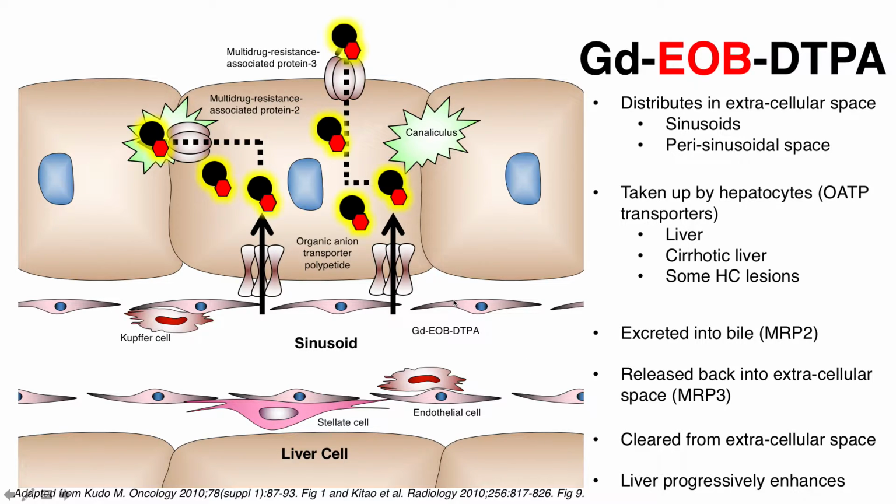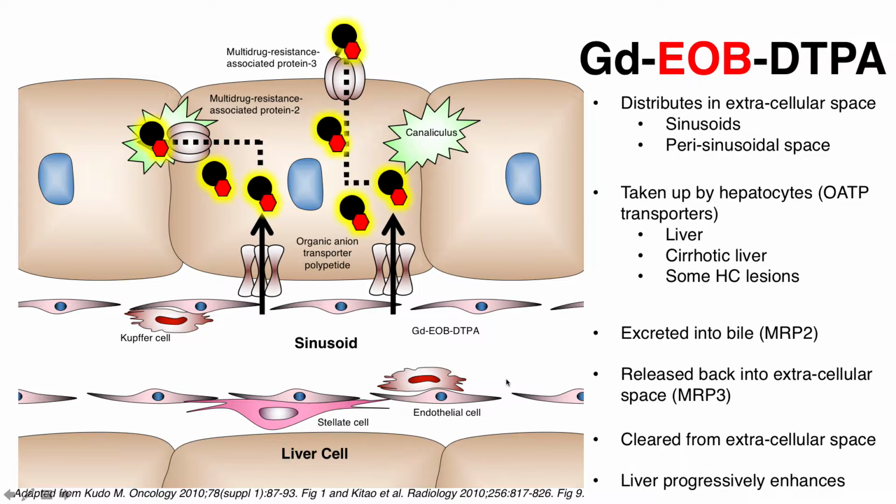And so now if we do a thought experiment and ask ourselves, what will the liver look like 20 minutes after giving this agent, you might imagine that the liver will look bright because the agent is inside the liver cells. You might imagine that the bile ducts will look bright because the agent's in the bile ducts. And you might imagine that the blood vessels will look dark because the agent has been cleared from the blood. And that's exactly what we will see.